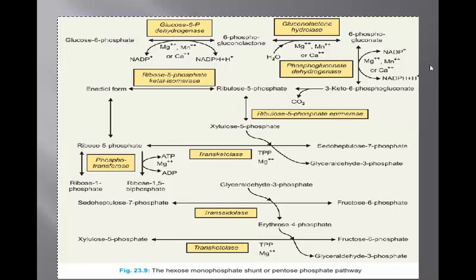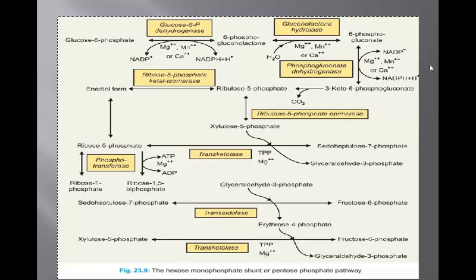Now what happened? This 6-phosphogluconolactone is basically an unstable molecule. So it is converted to 6-phosphogluconate by addition of a water molecule. So it requires a hydrolase, that is gluconolactone hydrolase. In the presence of gluconolactone hydrolase, one water molecule is added and the stable molecule, 6-phosphogluconate, is formed. Again, it requires a cofactor, magnesium or calcium ion.